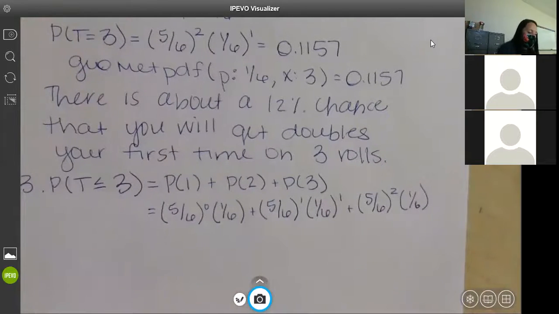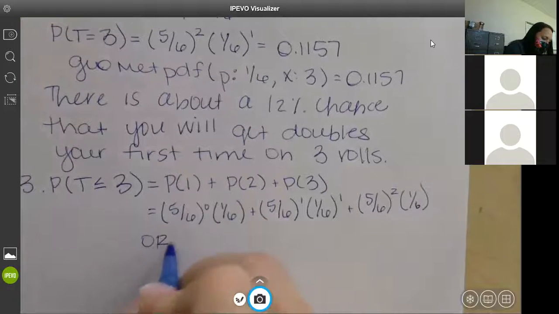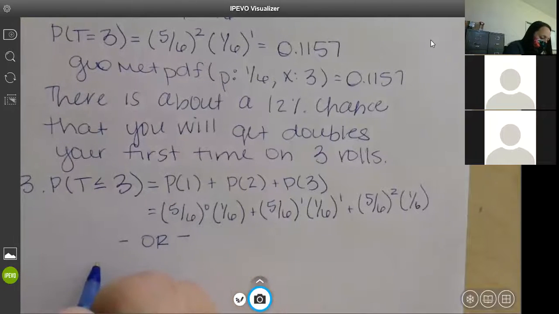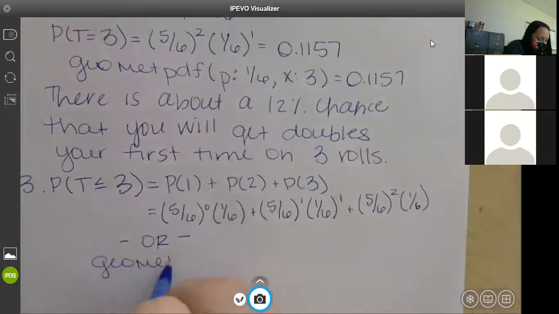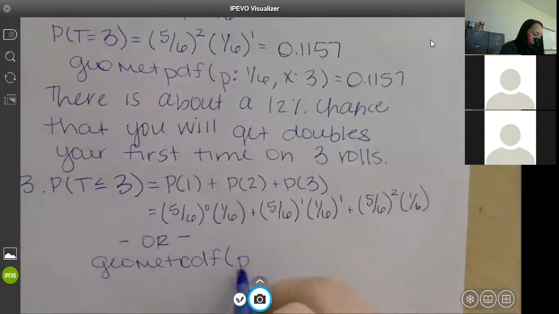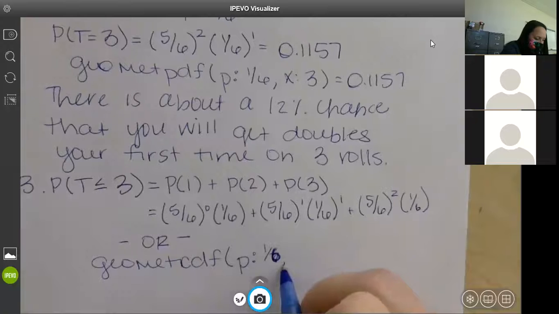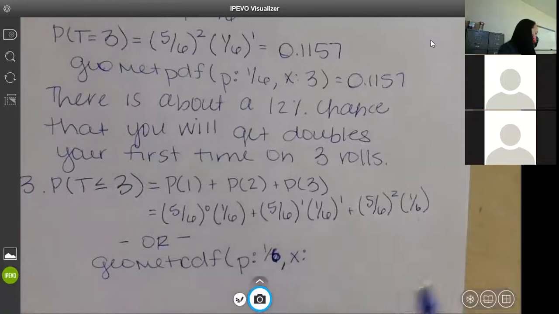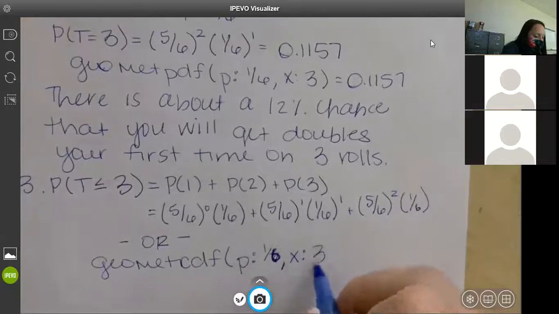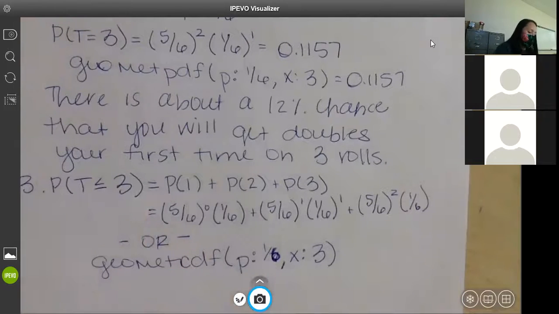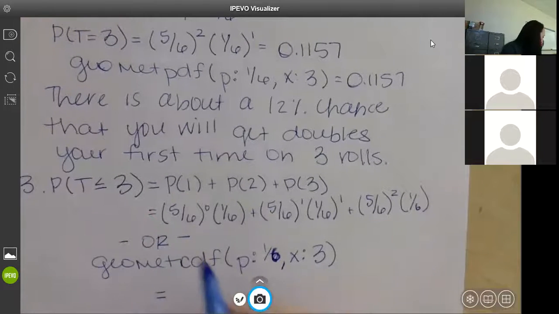Or we can put it in our calculator how? CDF. What's our P value? 1/6. And what is our X value? 3. Why is it 3 this time? Because it's equal to 3. Very good. Both of those are going to give you a 0.4213.